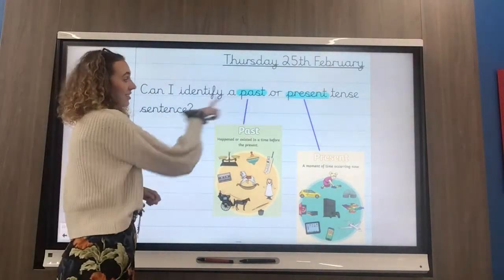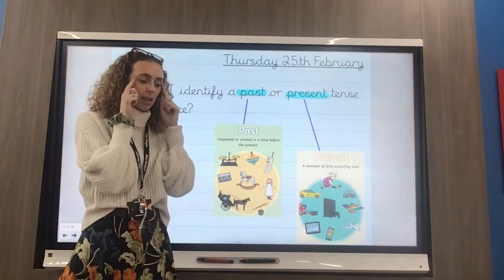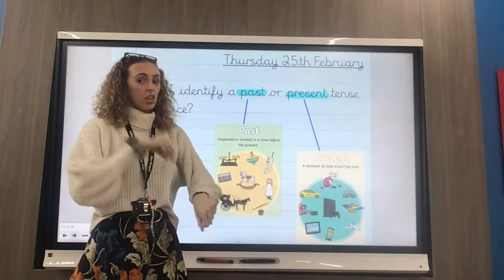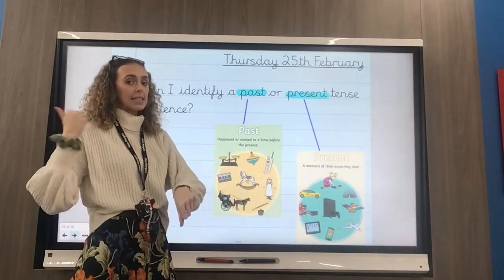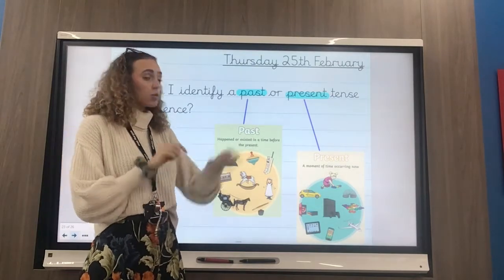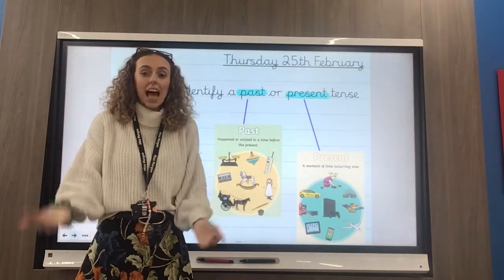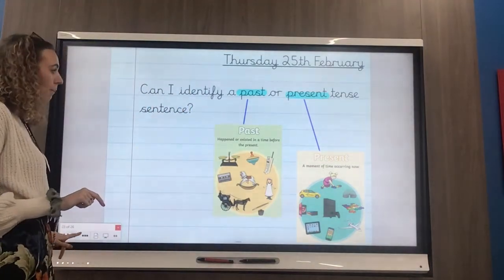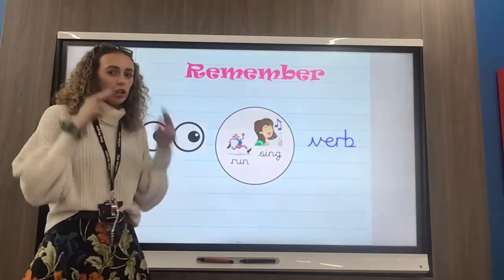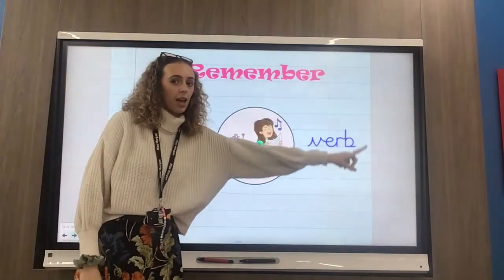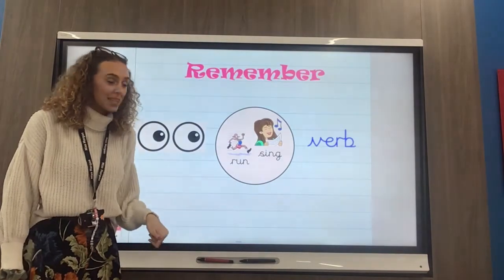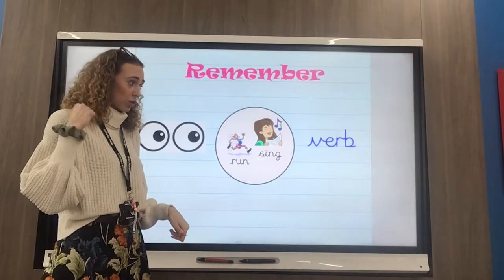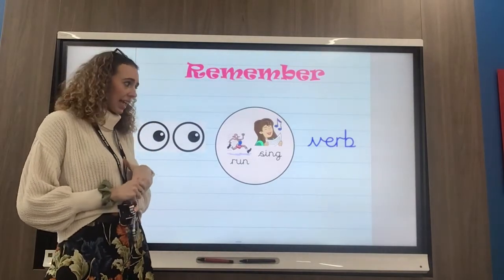So I know that this is a sentence, and identifying something means, can I see it? Okay. So we've got the past tense. So it's already happened. It happened yesterday, it happened this morning. And we've got the present tense. It is happening right now. Okay, so if you remember, we looked for something. We looked for the verb, didn't we, in the sentence to see if we could tell whether it was past and it's already happened or the present tense and it's happening right now.